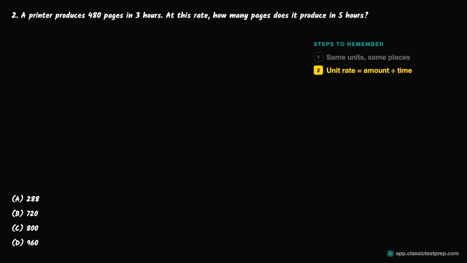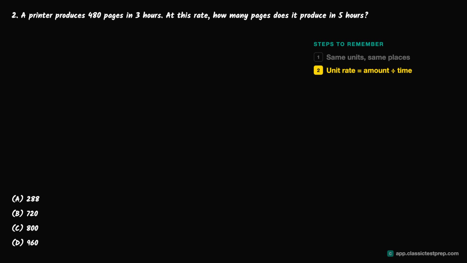Question 2. You have a printer that produces 480 pages in 3 hours. Pretty sure my printer would burn out at that rate. But at that rate, how many pages does it produce in 5 hours? Okay, so as before, find the unit rate first. And it's worth pointing out, a rate is just another kind of proportion. It's another kind of ratio. In fact, they even share the same root in Latin.